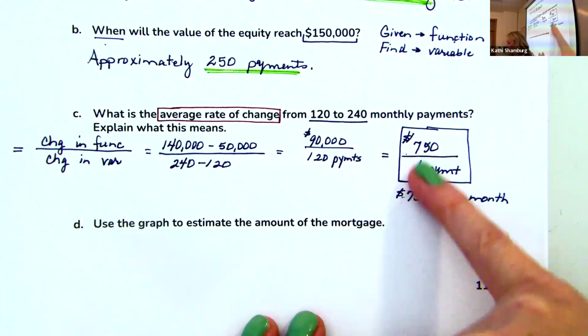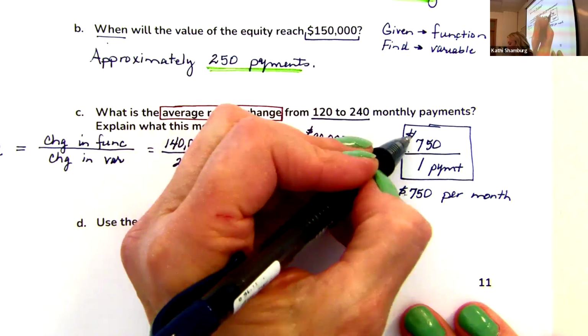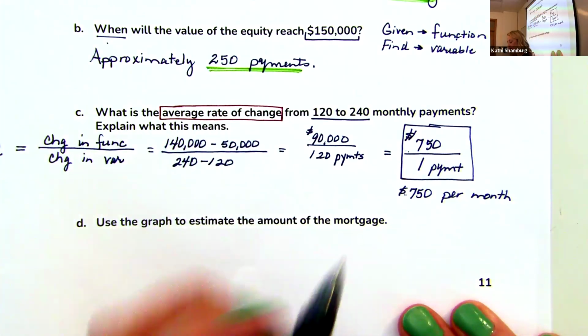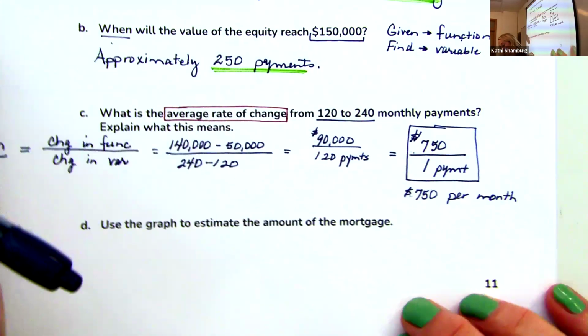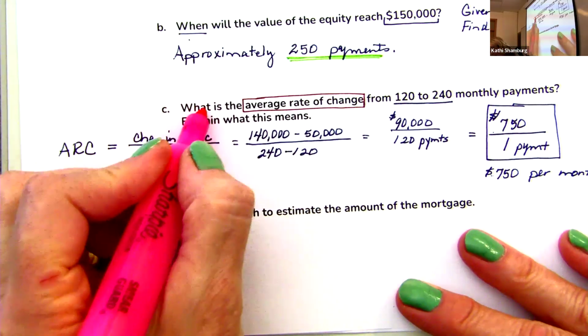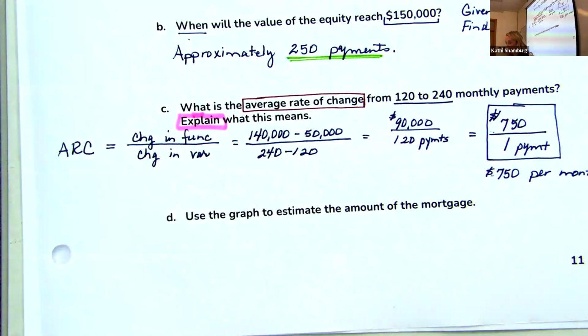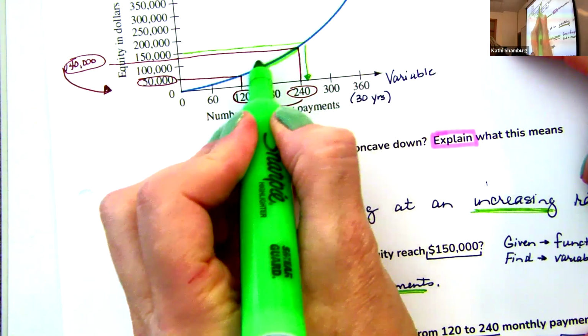But get in the habit, I want it always in unit rate form with it over 1, and then you have to be sure that these are labeled. So I'd need to see dollars on top and payment on the bottom, okay? Then it goes on to say, explain what this means. All right, so remember, we're only talking about the graph from here to here.